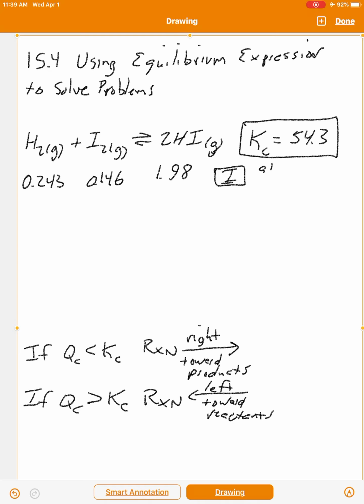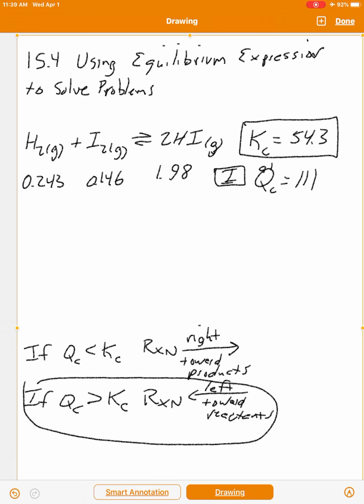Okay, so what's going to happen here? Q was 111, so Q is greater than K. So that's the second case down here. So here's what's going to happen. We're going to represent this as a change. So this is step 2. We did the initial here. Now I'm going to do a change. And the way we do this is if it's going to the left, that means H2 is going to get bigger and I2 is going to get bigger. So I'm going to write plus signs to indicate they're bigger.